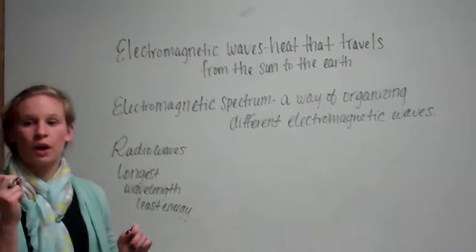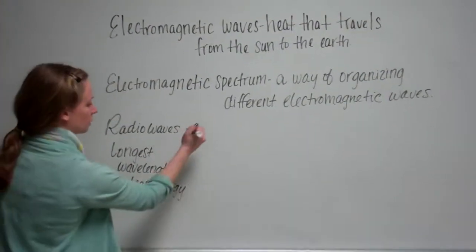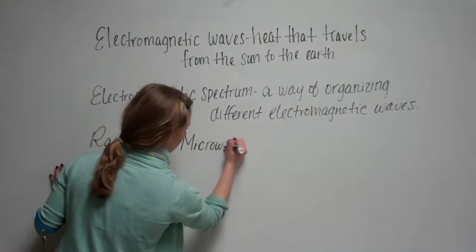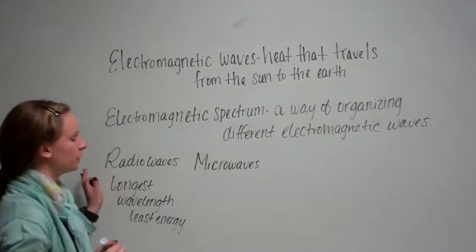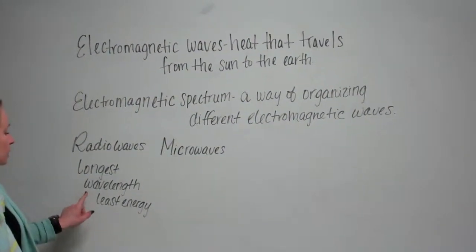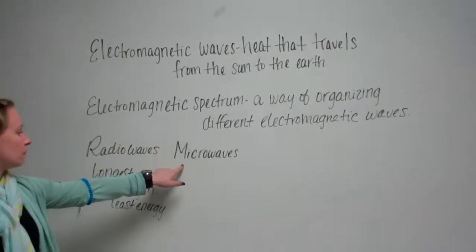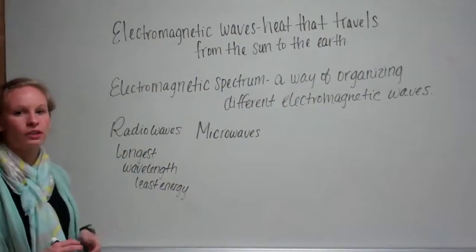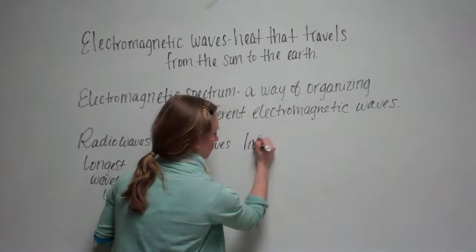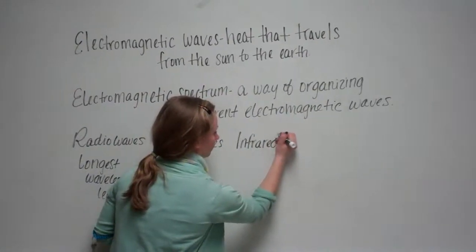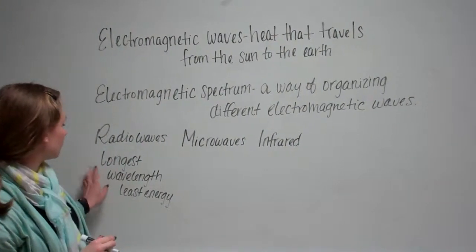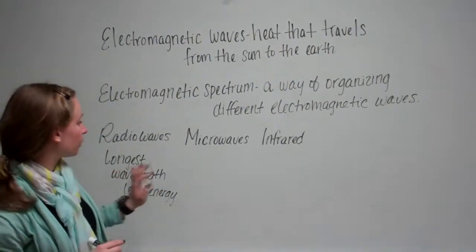Okay, so the next one we're going to talk about our microwaves. Okay, and so as we're moving left to right, the wavelength is getting shorter and our energy is getting higher. So, microwaves have slightly shorter wavelengths and a little bit more energy than our radio waves. The third one is infrared, and that has a slightly shorter wavelength than these and a little bit more energy than the other ones. Okay, so those are our three.